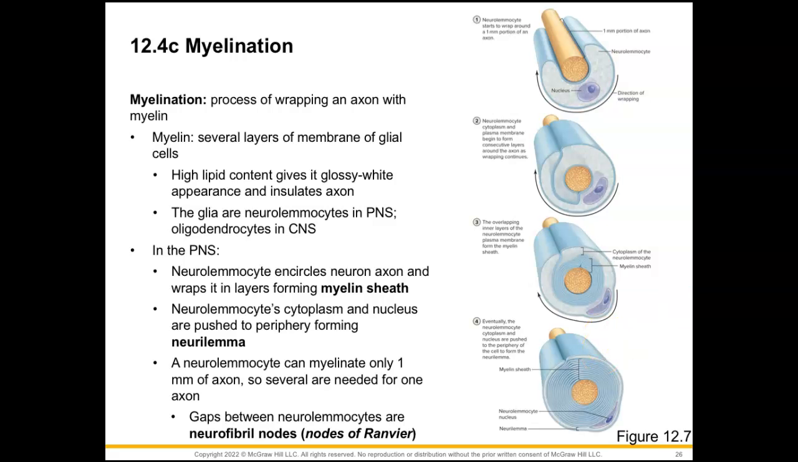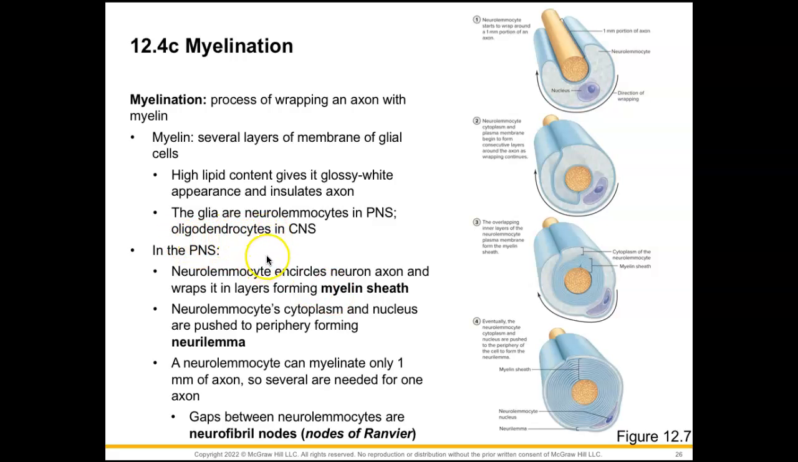So that is the process of wrapping an axon with myelin. So what is myelin? It is going to be several layers, which we see over here, of membrane of our glial cells. And it has a high lipid content that gives it a glossy white appearance and insulates our axons. The glial cells that help us do this in the peripheral nervous system are those Lemmocytes, also known as Schwann cells, and that's what you see pictured over here. They're wrapping themselves around that axon. But in the central nervous system, we have a different cell that does this, and that's the oligodendrocyte.